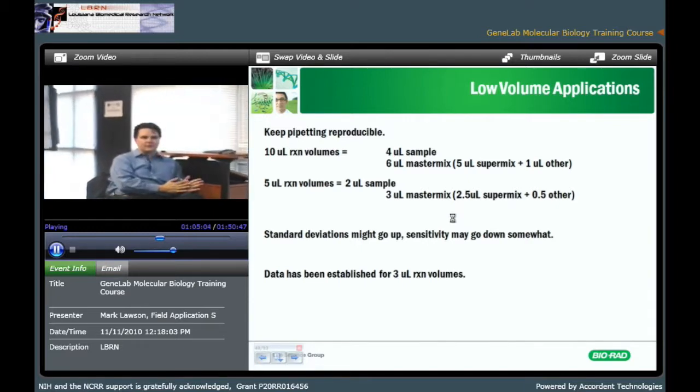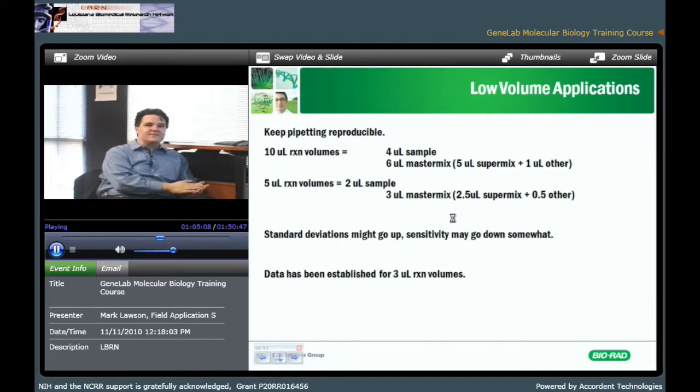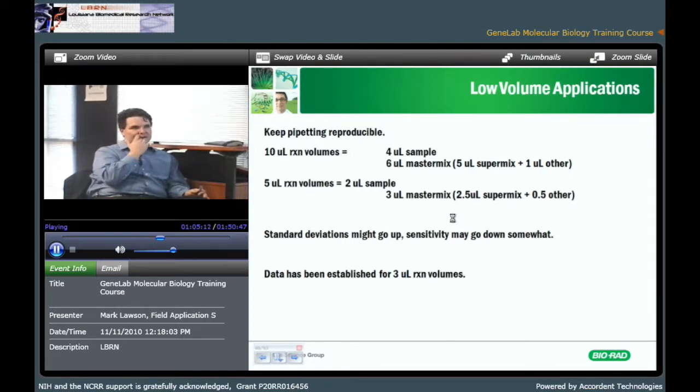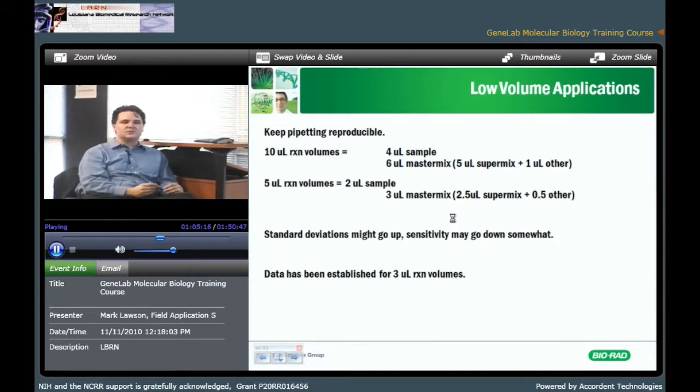As you scale down, and again, many instruments are designed to be compatible with 10 and 5 microliter reaction volumes, you need to make sure that you keep the relative contribution of each component in the reaction as large as possible. You never want to pipette less than 5 microliters if you can avoid it, right? Because there's a fixed pipetting inaccuracy. And we want to try to avoid magnifying that by pipetting half a microliter of anything.